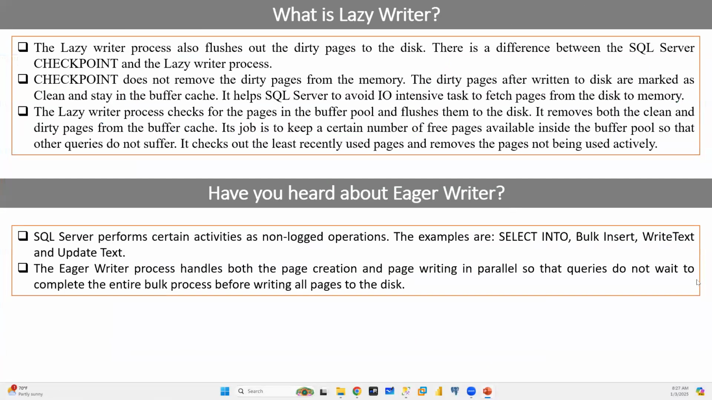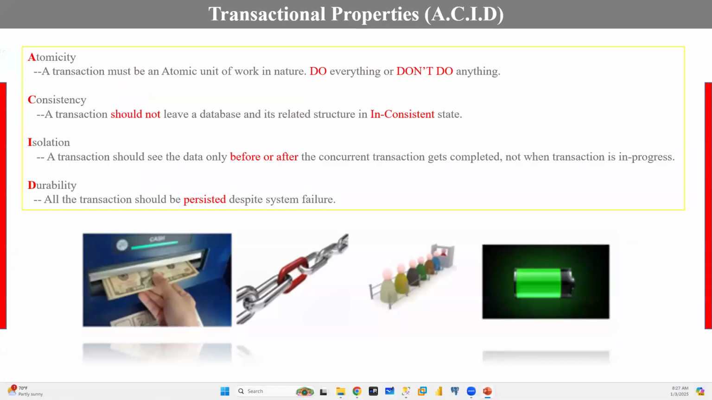Now, finally, we discuss ACID properties. Again, I'm repeating, every database management system needs to follow the ACID properties, not only SQL Server. If you go for Oracle, PostgreSQL, or MySQL, all database management systems need to follow the ACID properties. So every transaction needs to fulfill the ACID properties. A stands for atomicity, C stands for consistency, I stands for isolation, D stands for durability.